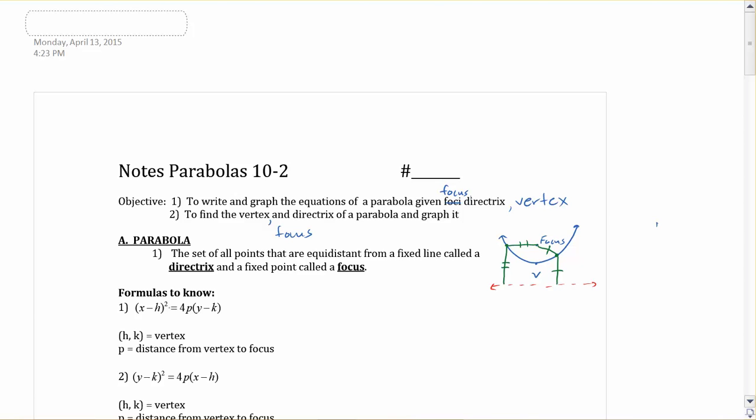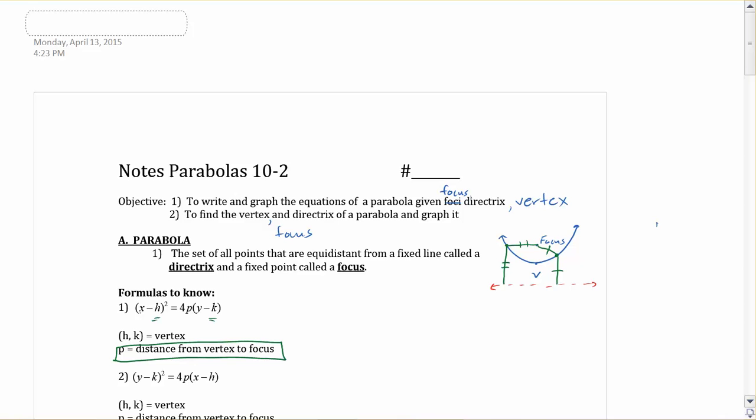So the first formula we need to know is x minus h squared equals 4p times y minus k. H and K are going to stand for your vertex, and we know the vertex is the middle of the graph. It's the minimum or maximum, and it would go through the axis of symmetry. What's new is this distance from the vertex to the focus. We've not talked about P before, but all P stands for is the distance from the vertex to the focus, and you can get that just by looking at your graph or counting.